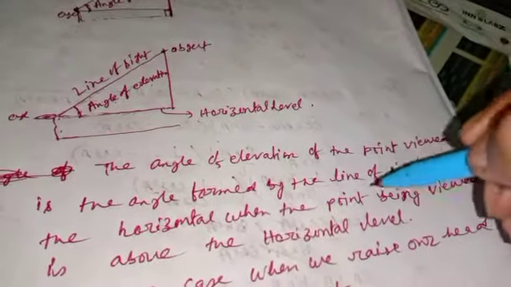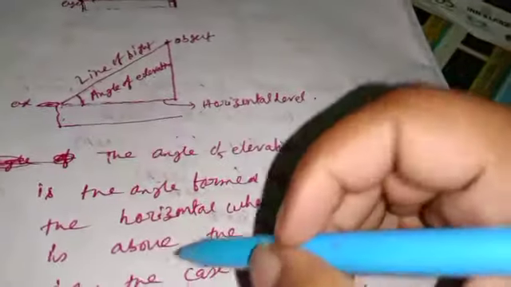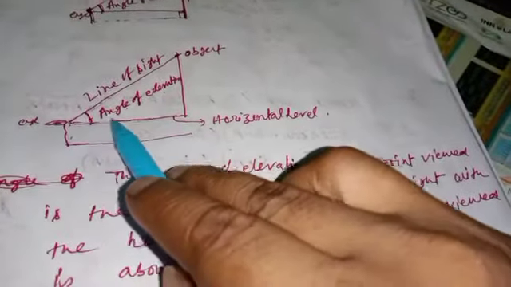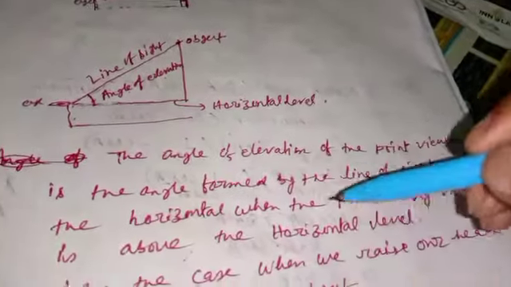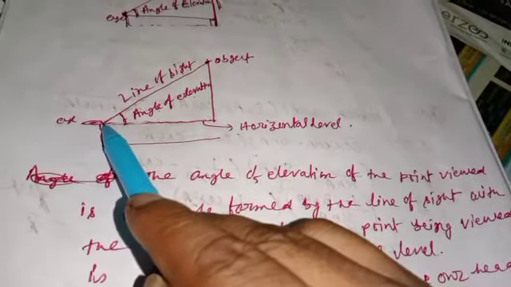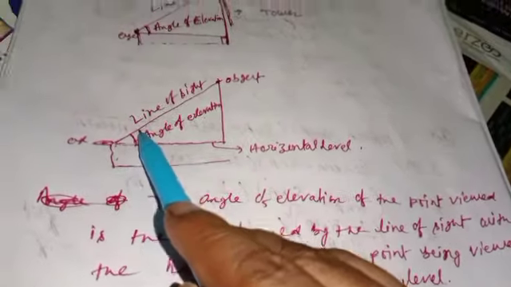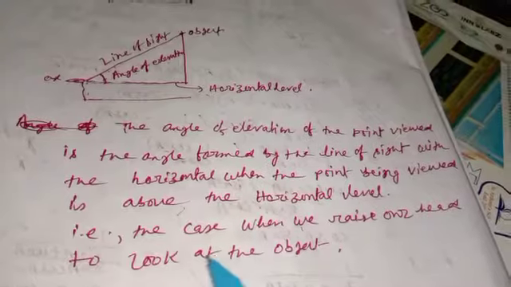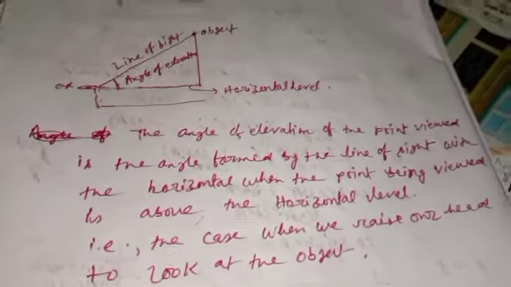The angle of elevation of the point viewed is the angle formed by the line of sight with the horizontal level. This angle is the angle of elevation. It applies when the point being viewed is above the horizontal level. That is the case when we raise our head to look at the object. When we raise our head to look at the object, it is the angle of elevation.